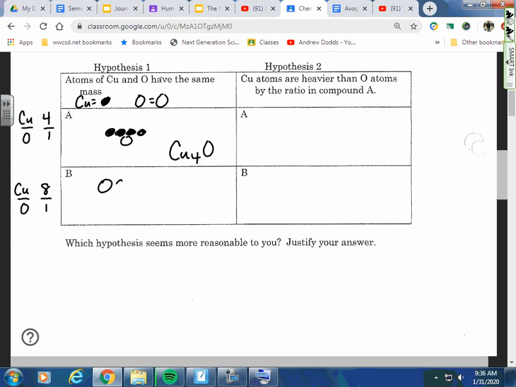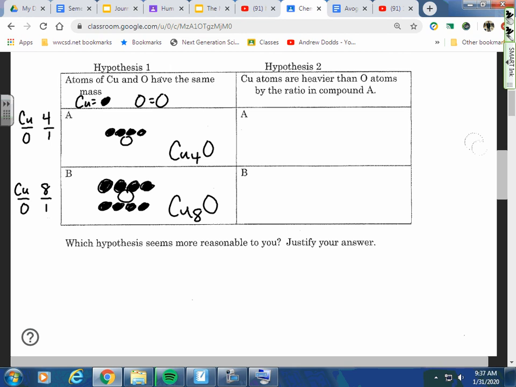So, oops. 1, 2, 3, 4. 1 oxygen here. 1, 2, 3, 4. All right, and that would be Cu8O. Right? So it's saying that there's copper, there's 8 of them. Oxygen, there's just 1.